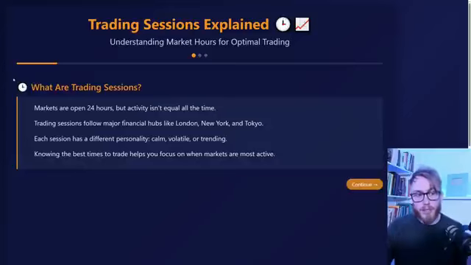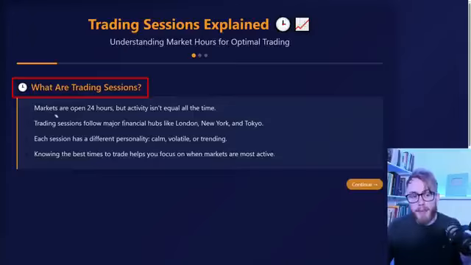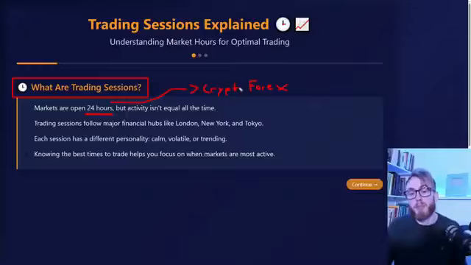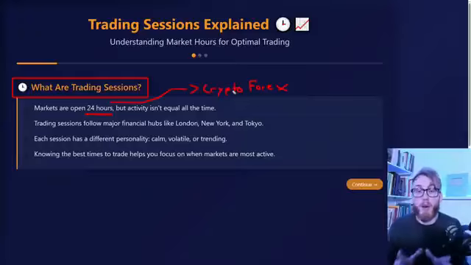But right, so let's begin here by answering the very important question: what are trading sessions? Well, first of all, markets are in general open 24 hours, at least when it comes to crypto and Forex. Forex is closed on weekends, but crypto is open 24/7. Stock markets are not open 24 hours. They are only open during their trading sessions, and we will talk more about that soon.